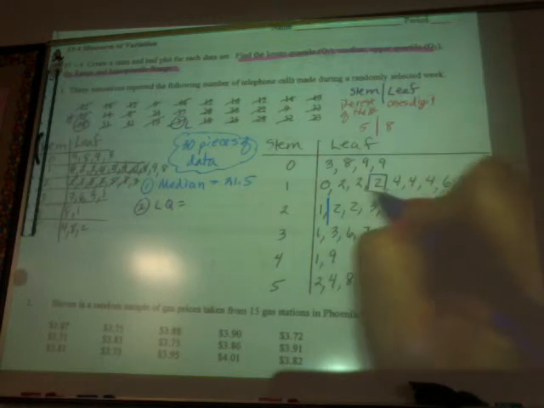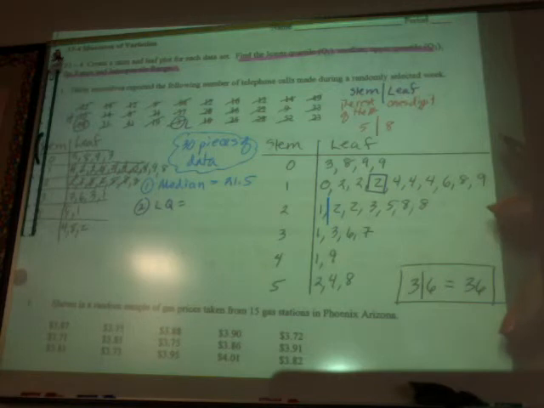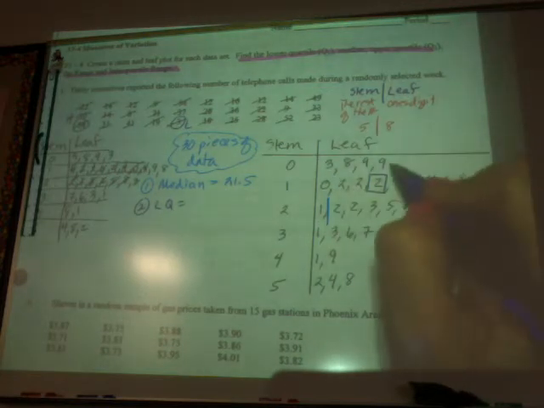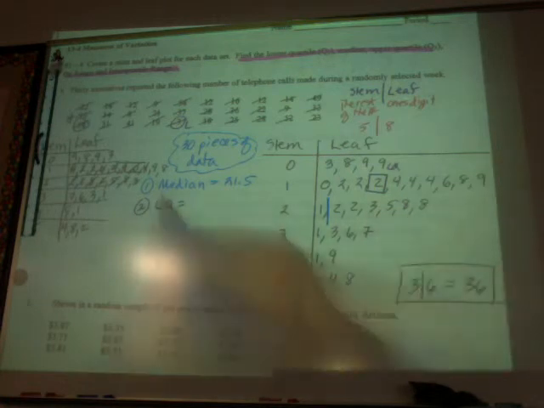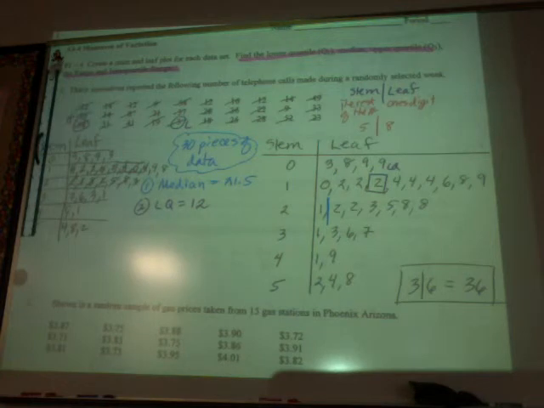I'm not really cutting it. That's the middle piece of data, isn't it? There's 7 on the left, and there's 7 on the right. So this is your LQ. It's not 2, though. What is it? 12. And then we need to find our upper quartile.